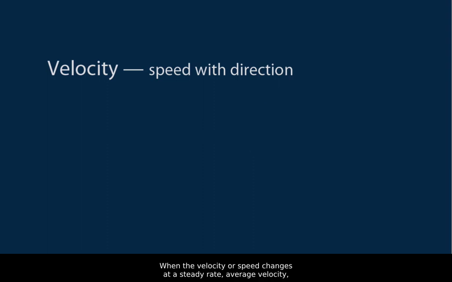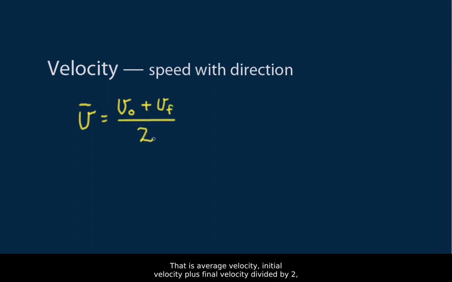When the velocity or speed changes at a steady rate, average velocity or average speed is simply the sum of the initial and the final speeds or velocities divided by 2. That is, average velocity equals initial velocity plus final velocity, divided by 2, where the bar over the v indicates average velocity, v sub 0 is the initial velocity, and v sub f is the final velocity.